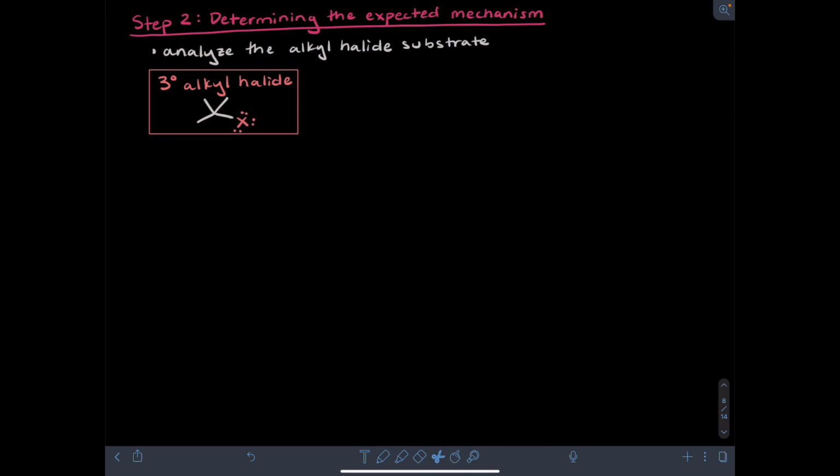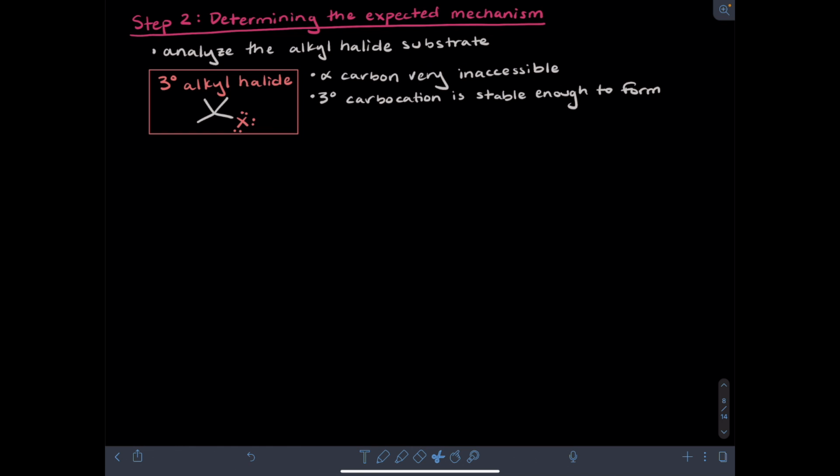Now I want to consider our other extreme, the tertiary alkyl halide. The alpha carbon of a tertiary alkyl halide is very inaccessible due to the steric bulk of the carbon groups attached to that alpha carbon. And tertiary carbocations are stable enough to form in an SN1 or E1 mechanism.